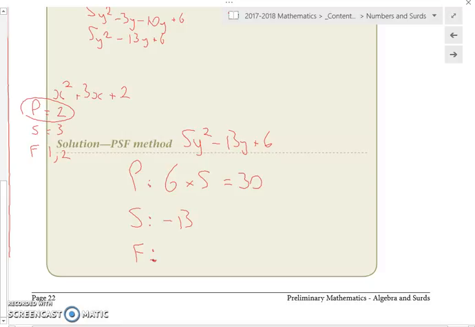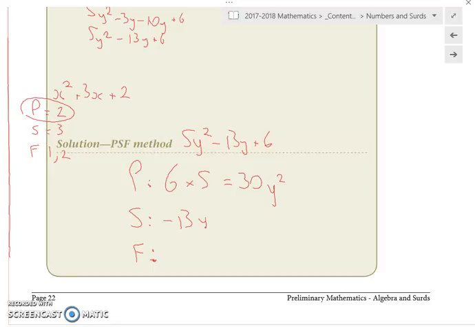I mean, that should be y squared, and that's y. But realistically, you're not trying to get it to add up to minus 13y. You're just trying to get it to add up to minus 13. You're just trying to get two numbers that will multiply together to give you 30 and add together to give you minus 13. You can have the y there. It doesn't matter. The pronumeral is irrelevant at this particular moment.